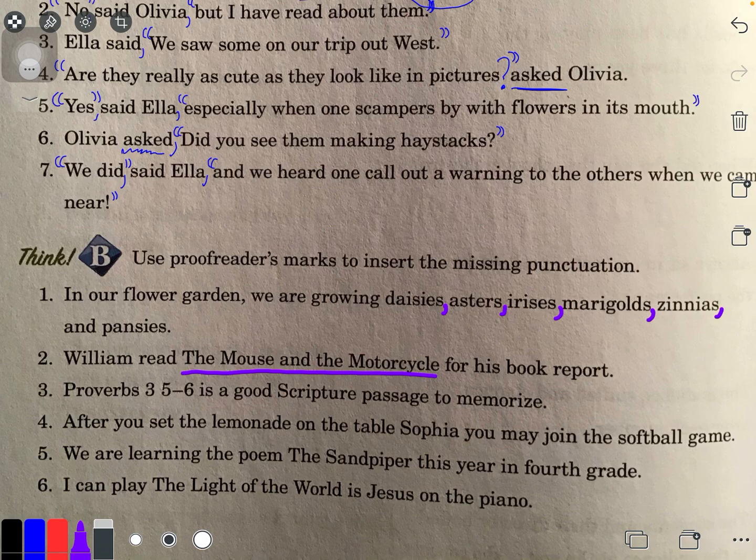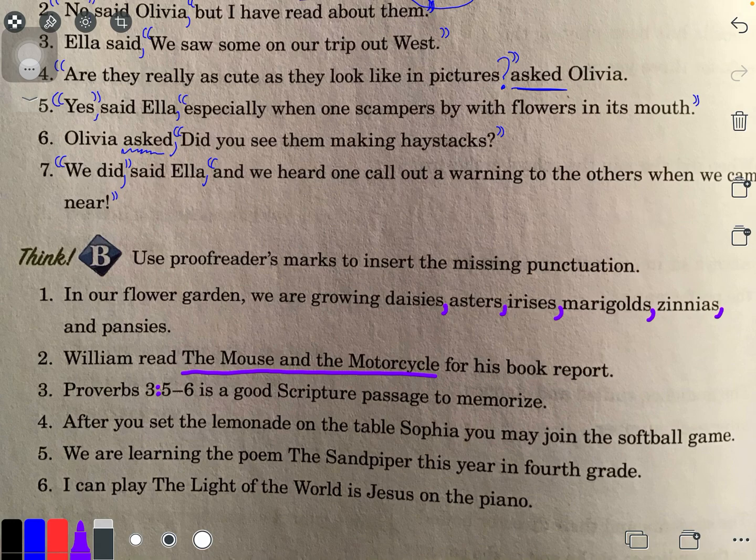Proverbs 3:5-6 is a good scripture passage to memorize. Now, when we write Bible verses, do you remember we need something called the colon? It was one of the punctuation marks I missed there. So Proverbs 3, and then you put the colon there, 5-6.